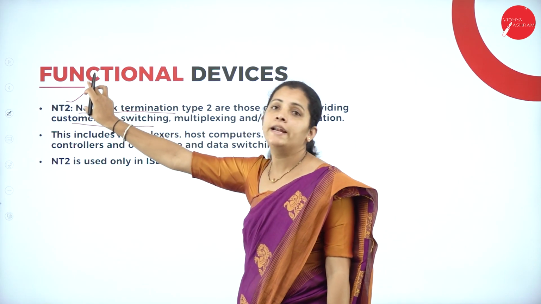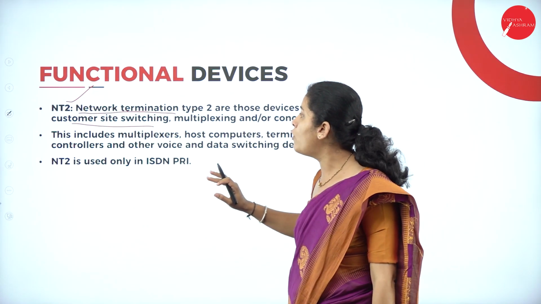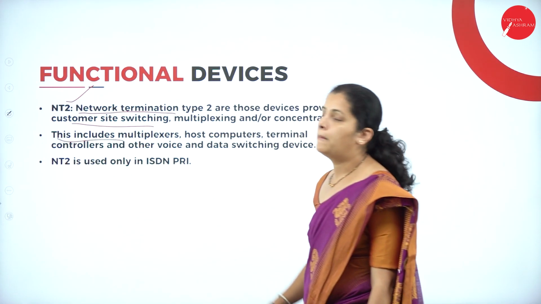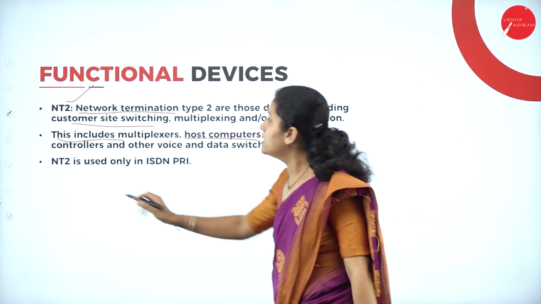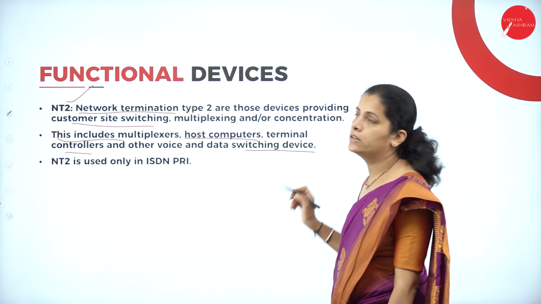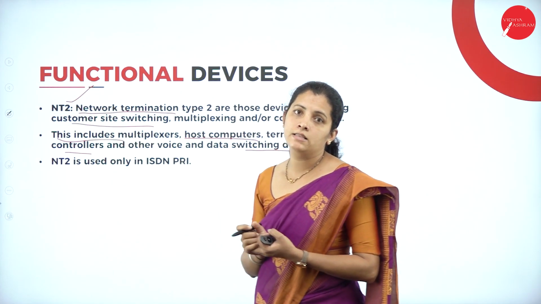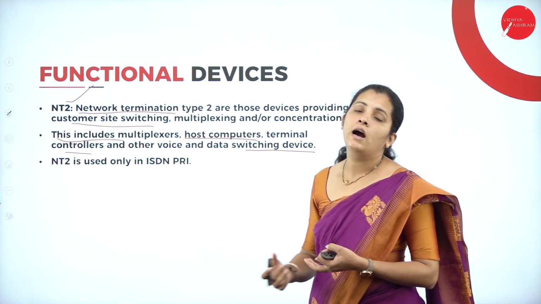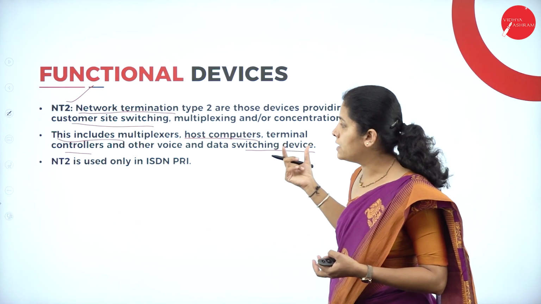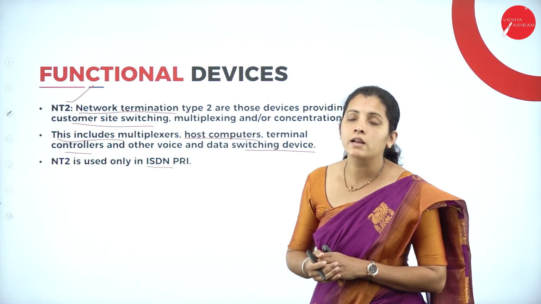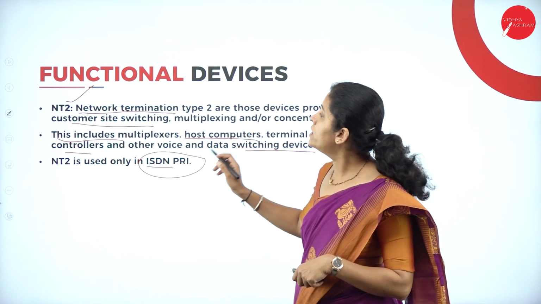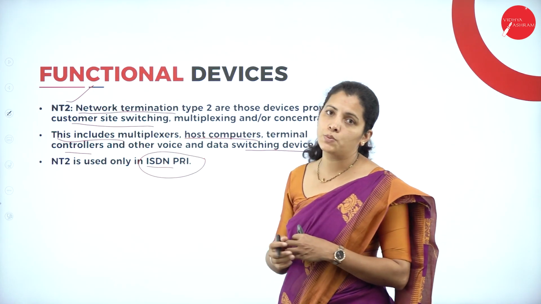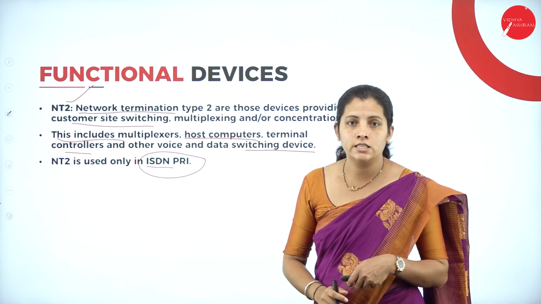I repeat, here the NT2 is the device that is mainly used to perform switching as well as multiplexing and connection establishment. So it includes multiplexer, host computer, terminal controllers and other voice and data switching devices. So here the NT2 devices are mainly used in ISDN PRI. It is a device that is responsible for providing customer side switching as well as multiplexing, and it is also responsible for establishing connection.